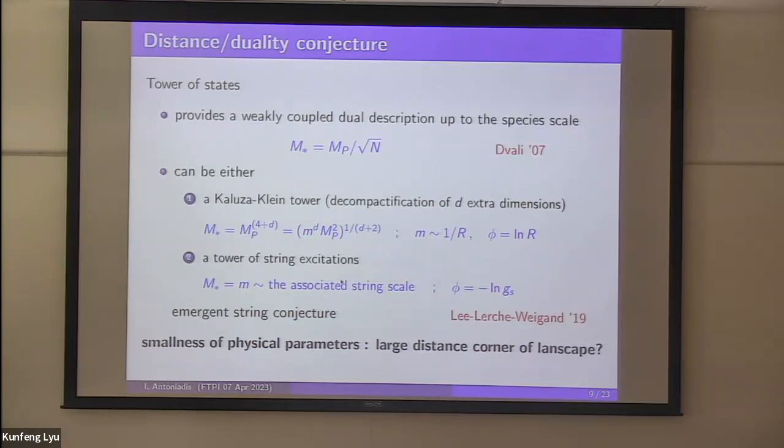His observation was that in the presence of many particle species, the strength of gravity becomes stronger. In mass units, the effective Planck mass is reduced by the square root of the number of species. Species can be any particles which are stable or which have a mass which is less than M star. That's the definition.